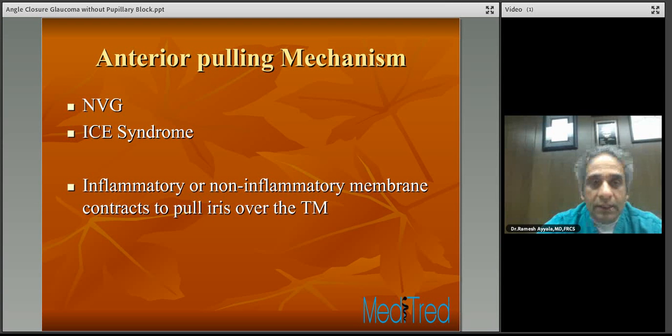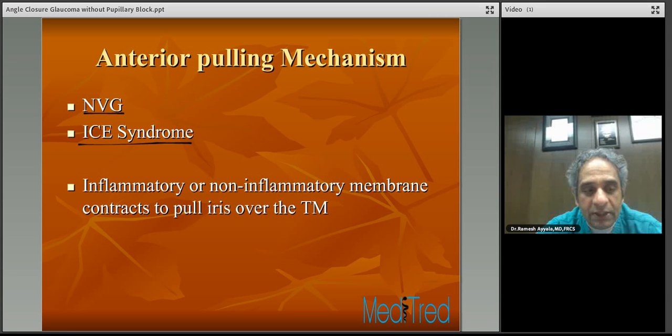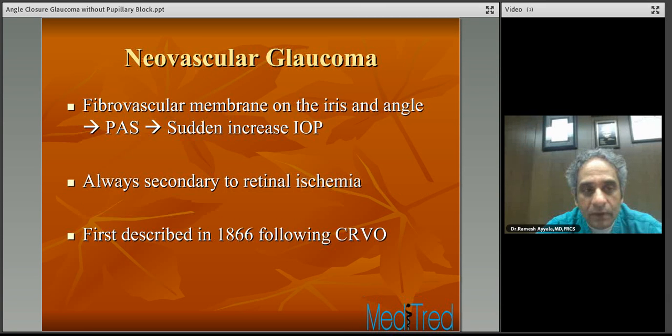Let's move on to the second mechanism, the anterior pulling mechanism. In neovascular glaucoma and iridocorneal endothelial syndrome patients, an inflammatory or non-inflammatory membrane contracts to pull the iris over the trabecular meshwork. So in neovascular glaucoma, you have a fibrovascular membrane on the iris and angle leading to peripheral anterior synechiae formation and a sudden increase in the intraocular pressure, always secondary to retinal ischemia. It was first described in 1866 following a central retinal vein occlusion.